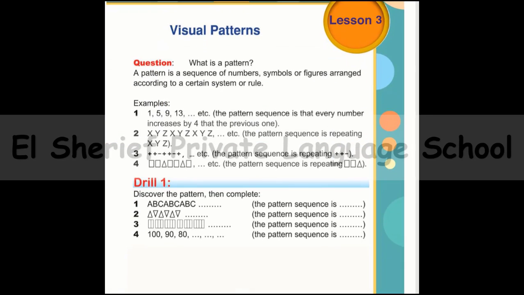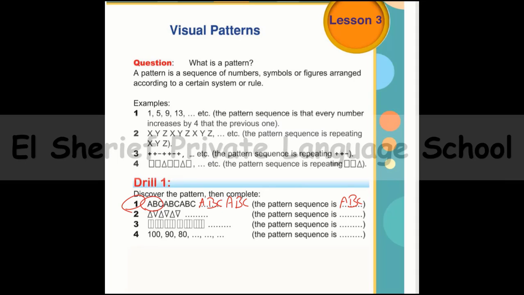The third lesson: visual patterns. We know that before. We first discover the pattern, then complete by the same. Here, example number 1, we have A, B, C, A, B, C, A, B, C. So the pattern is A, B, C, repeated. So complete by the same: A, B, C, A, B, C, and so on. So the pattern sequence is A, B, C.